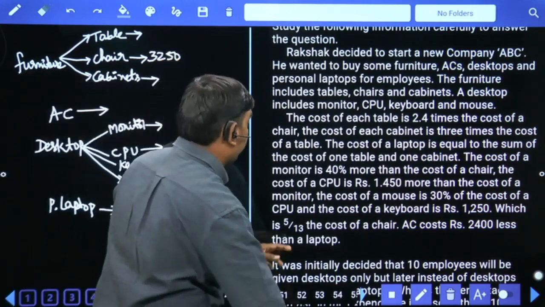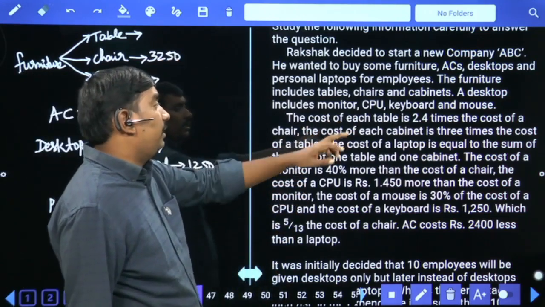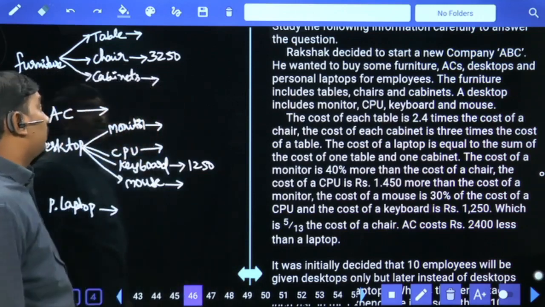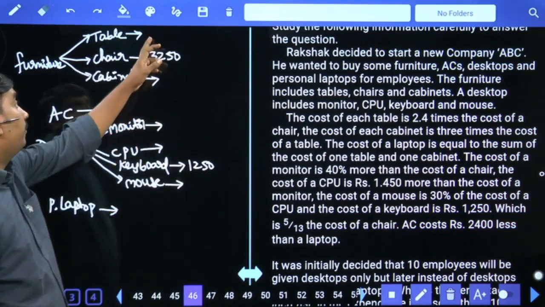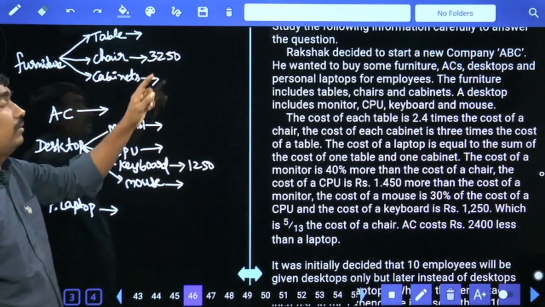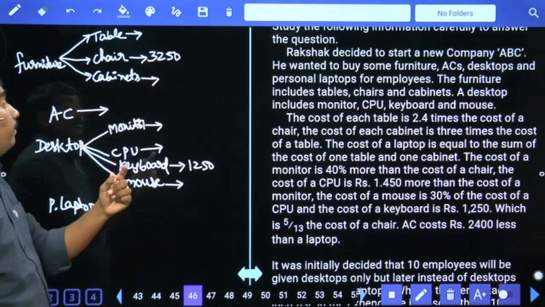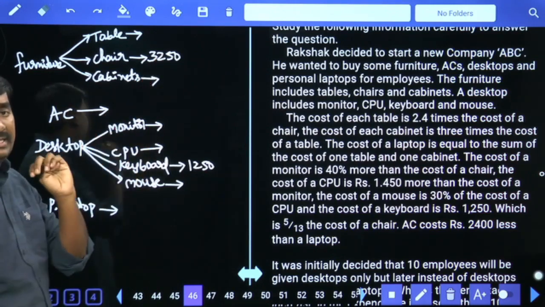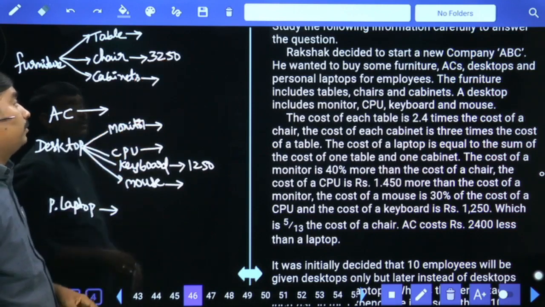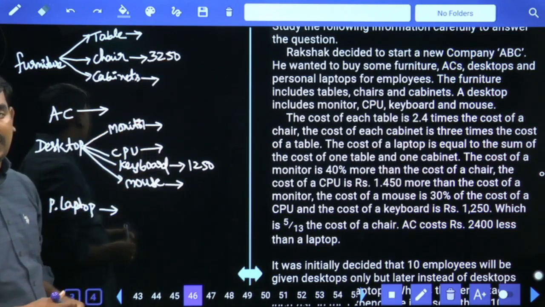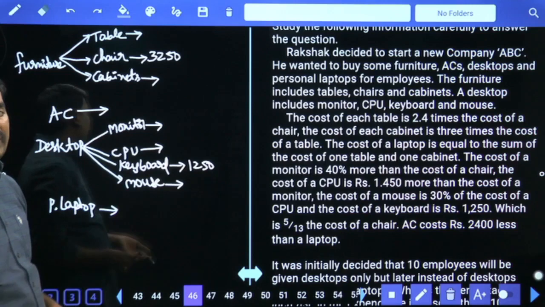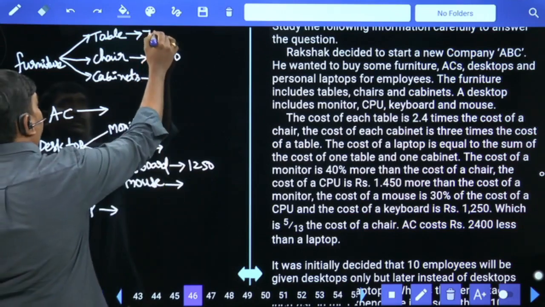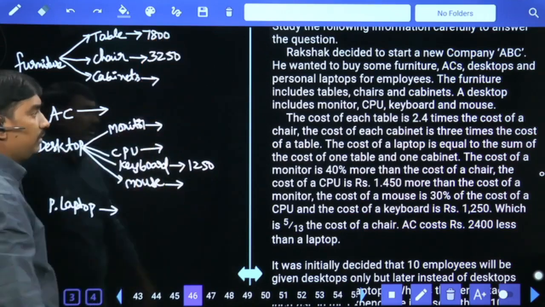Then coming to the starting point. Cost of each table is 2.4 times of the cost of a chair. 2 times value 6500. 0.4 times means 40%. So 10% value 325. 40% value 1300. 6500 plus 1300 means 7800. Table 7800.